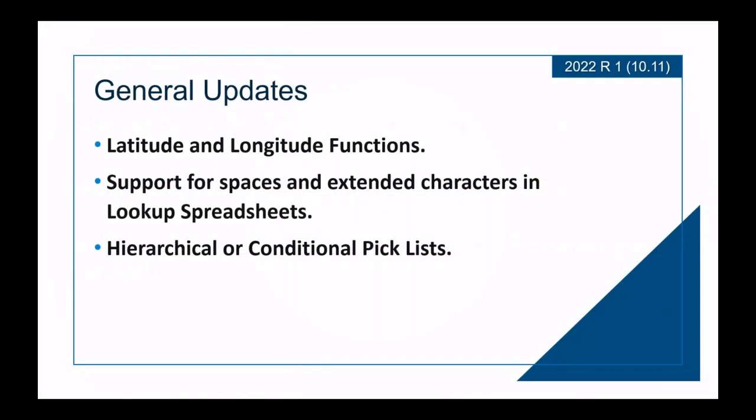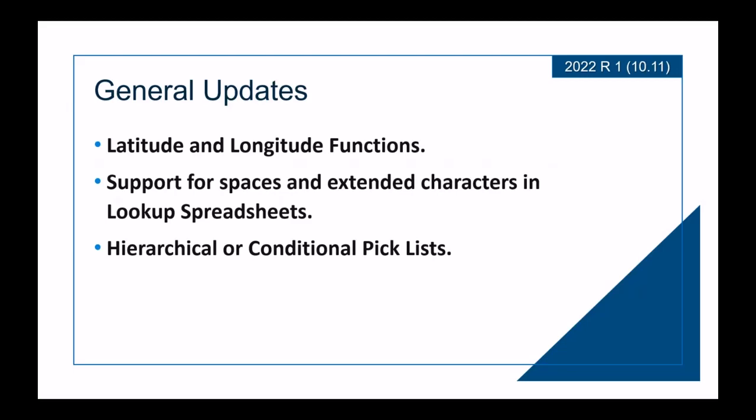Some other general updates that we made to item types in that same release, this was in 10.11 or 22R1, is there are some new latitude and longitude functions in there. So you can pass in a point 3D and it'll convert those to lats and longs. There is some extended support for spaces and extended character sets within lookup spreadsheets. Makes things a little bit easier.